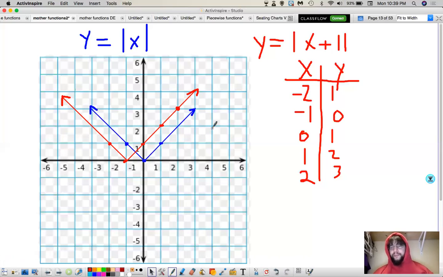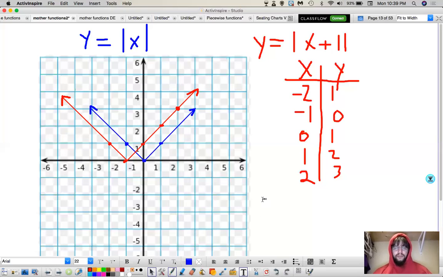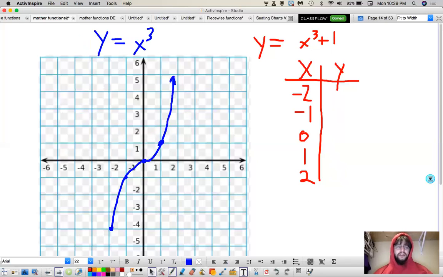What happened here? Well, to go from the blue to the red, I just went to the left one time. Left 1 unit. Cool. Keep going.